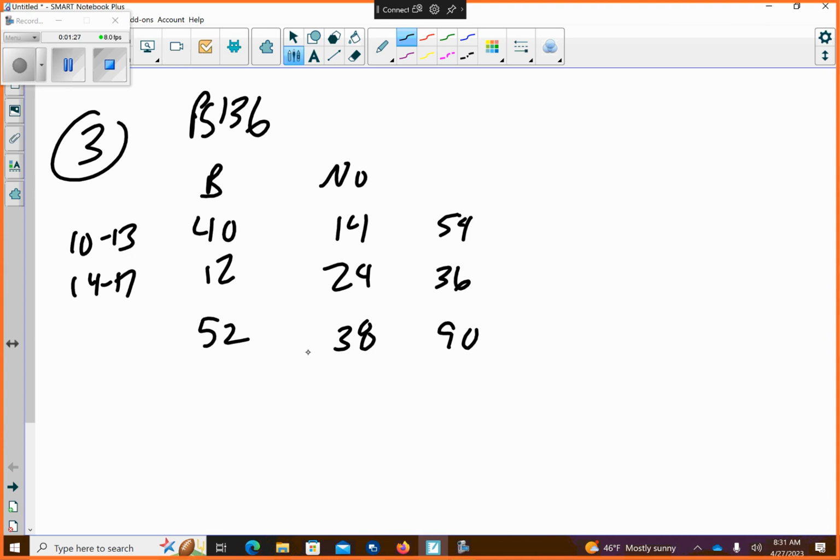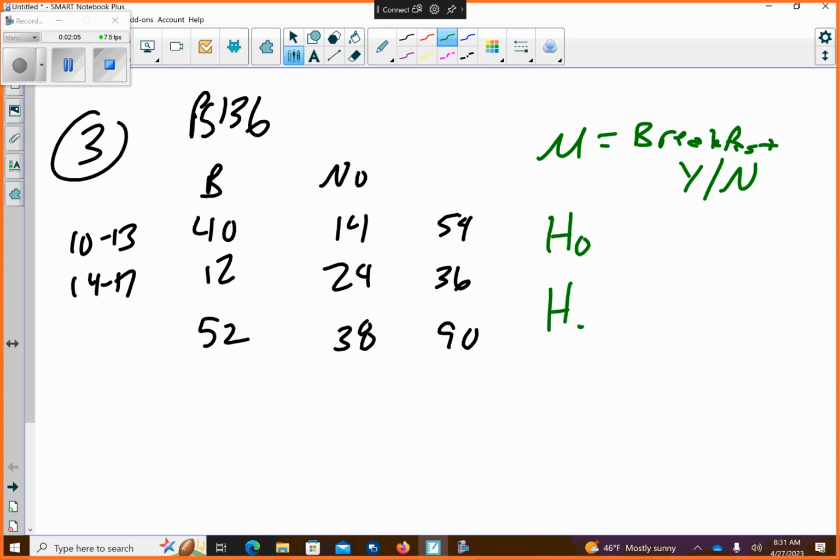So please note there were a couple of errors in the actual problem. I didn't catch that yesterday, and I apologize. So let's just do this together. Data was gathered related to middle school and high school students and whether they tend to eat breakfast or not. This is the table. So we want to say that mu is breakfast, yes or no. And so then we can create our null and our alternative.